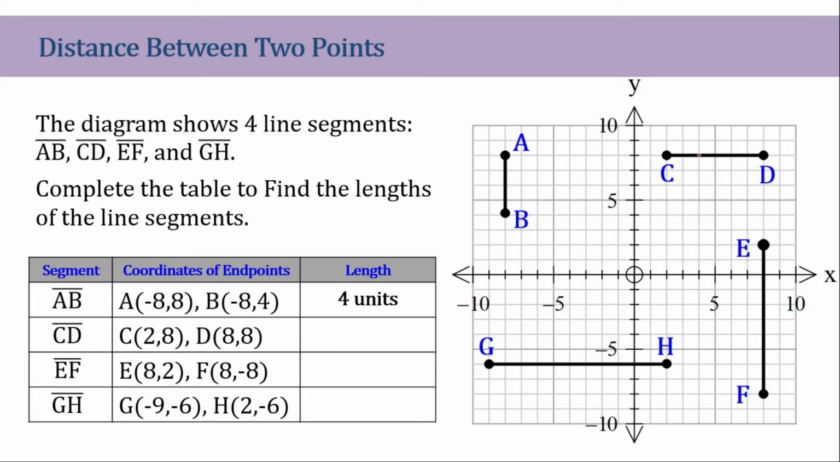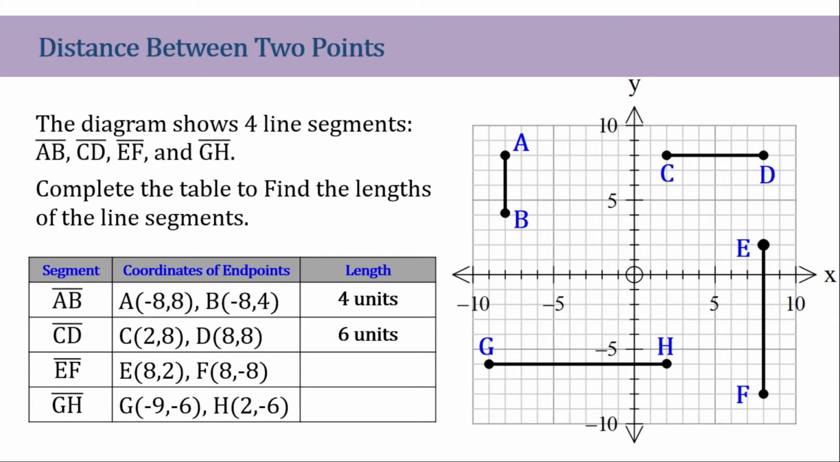CD is a horizontal line. So to find the distance between C and D, we should count how many units C is away from D. So let's have 1, 2, 3, 4, 5, 6. So that is 6 units.